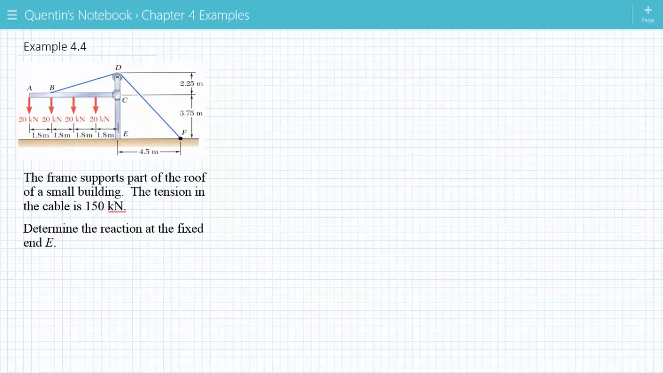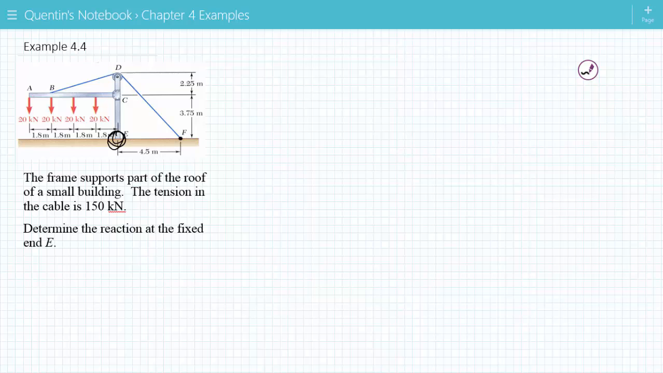Okay, we have another example. It's example 4.4. In this example, a frame supports part of a roof of a small building. The tension in the cable is 150 kilonewtons, and we're supposed to determine the reaction at the fixed end E. Okay, so we're trying to figure out what's going on right there.